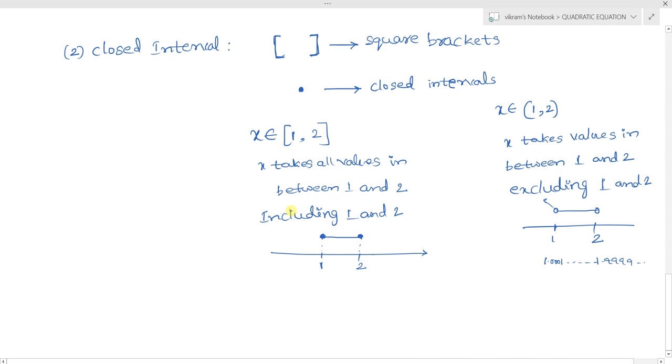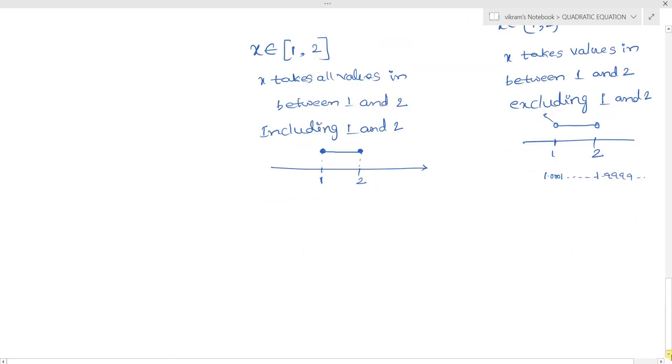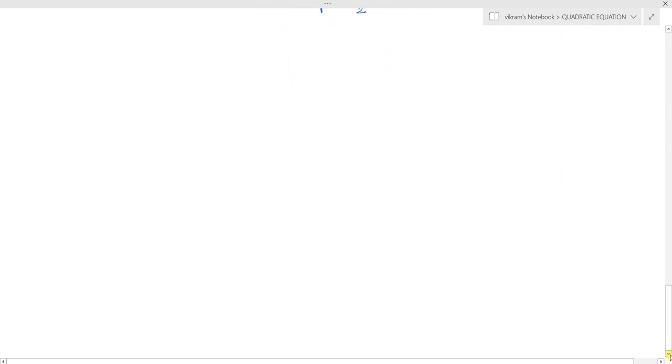I think now you understand how the open interval or closed interval values have to be taken. Open interval does not include the particular values, it takes all the in between values, whereas the closed interval takes all the in between values as well as the including values. Now the third type of intervals we can see is semi-closed or semi-open.